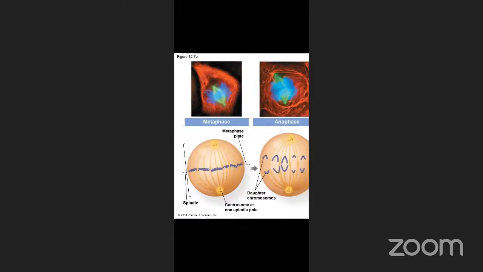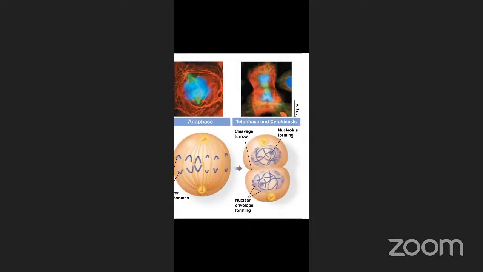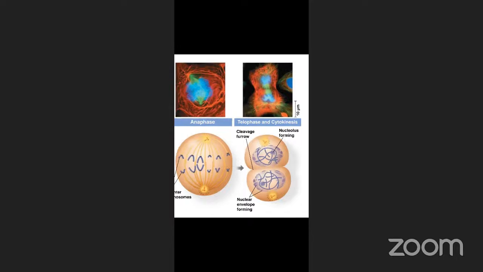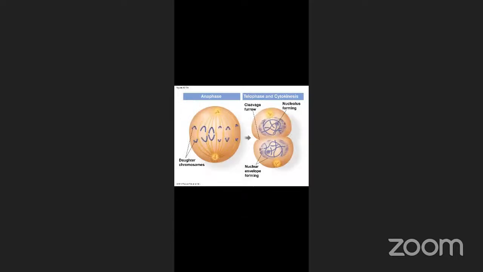Now a centrosome is located at each pole. Now in the anaphase, these chromosomes are pulled towards each pole. And in the telophase and cytokinesis, these chromosomes are separated into the two cells. A cleavage furrow is formed. The cleavage furrow is like an imaginary line where the division has to take place. And the nucleolus is formed. So this is how it looks.